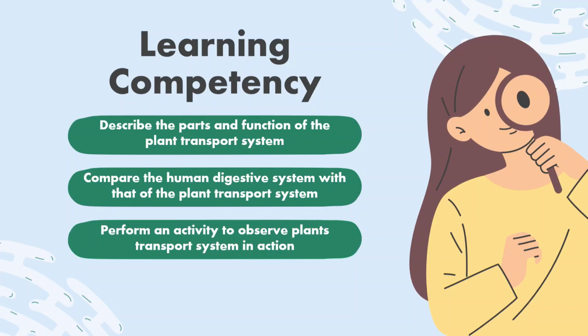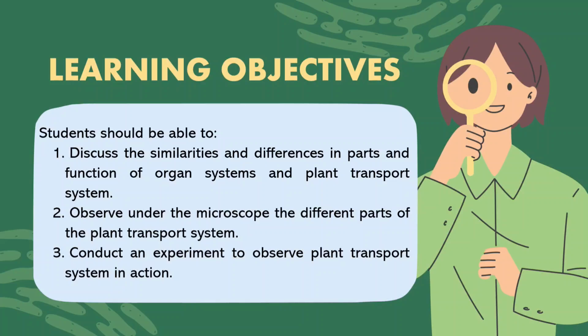Learning competency. Describe the parts and function of the plant transport system. Compare the human digestive system with that of the plant transport system, and perform an activity to observe plant's transport system in action. Learning objectives.